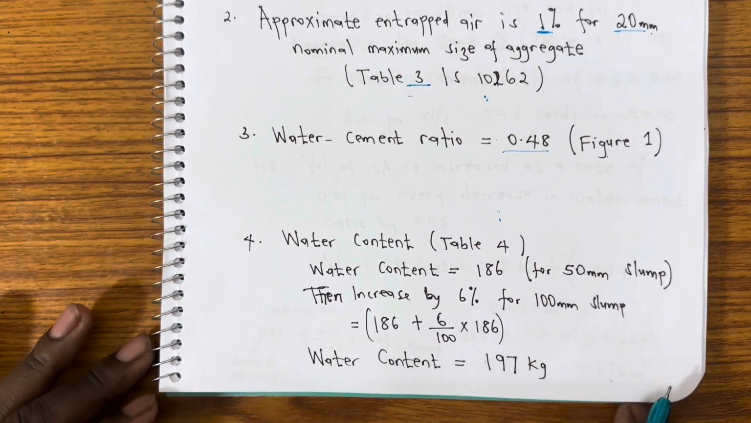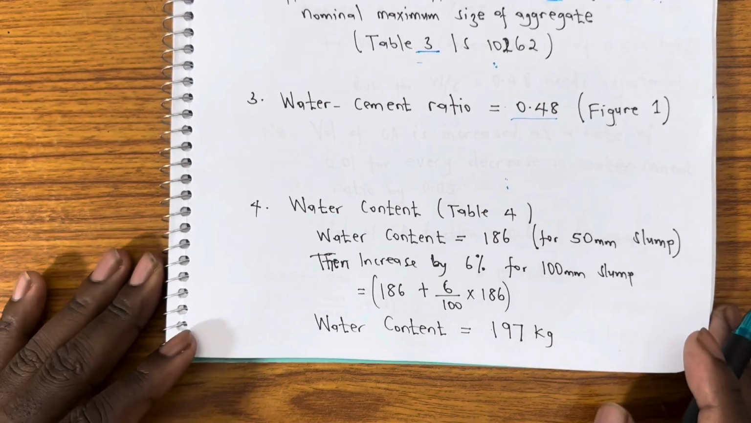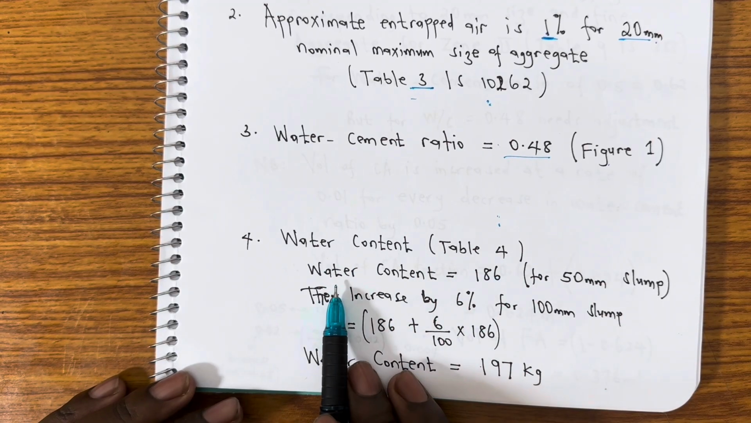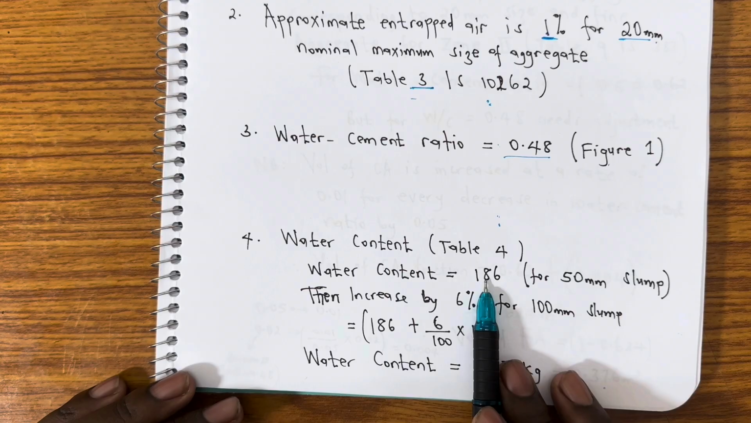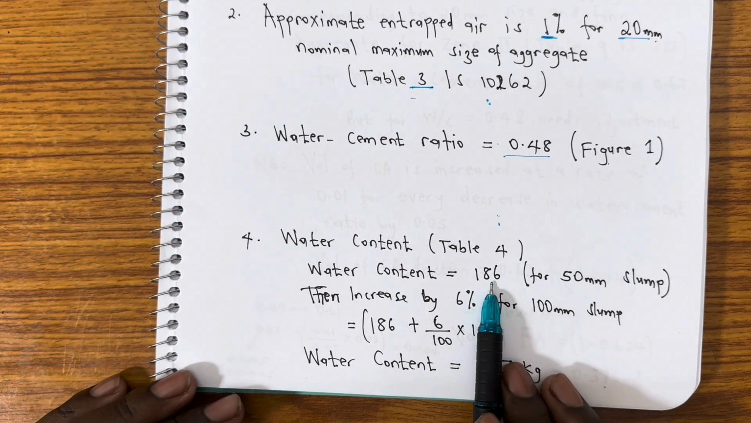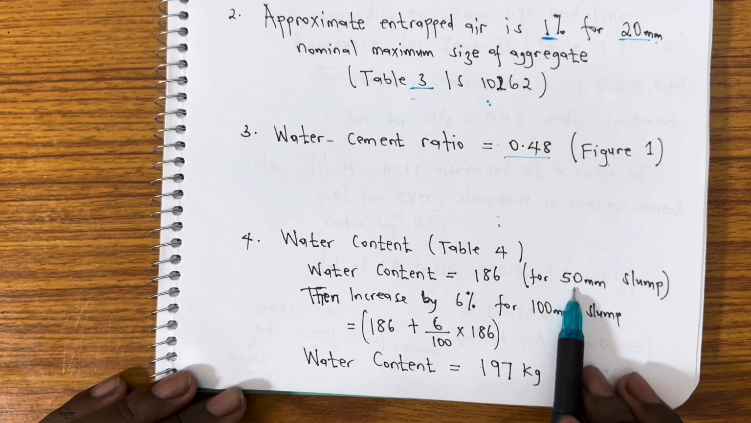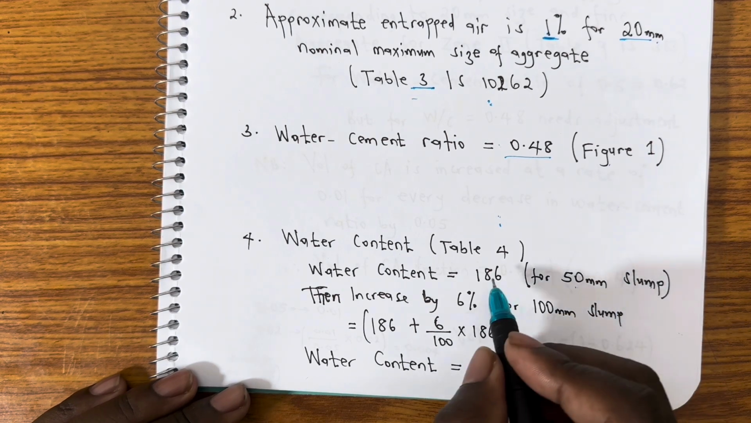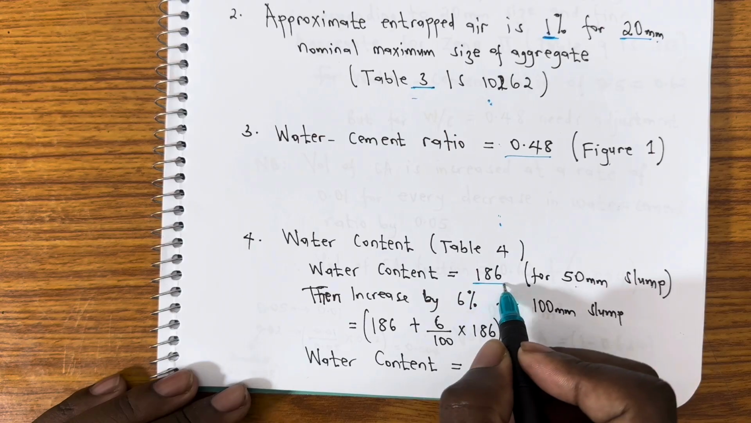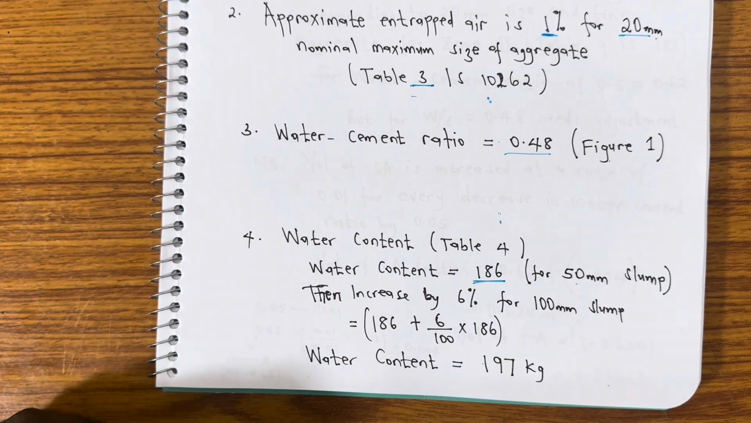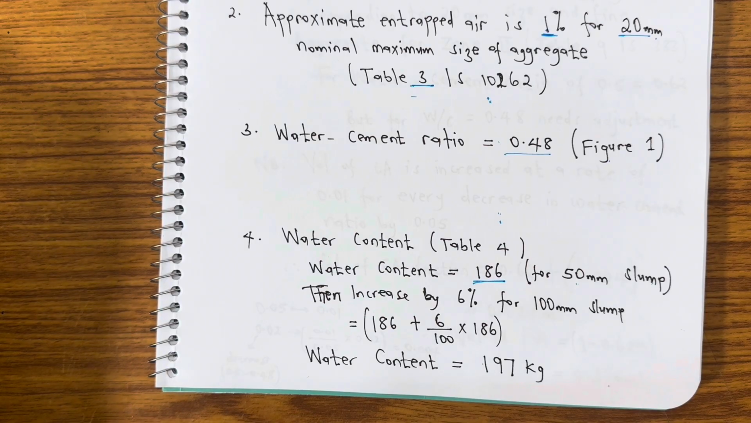Now, the next thing is the water content. The water content is obtained from table 4 and it says water content is equal to 186. And this table is only meant for when your slump is 50 mm. So when the slump is 50 mm, the water content according to your grade and the maximum size provided is 186. Now you will say, how do you obtain this? Let me show you that table.